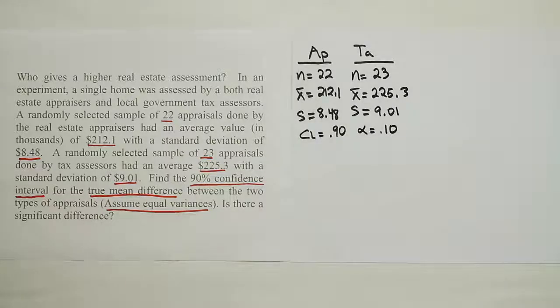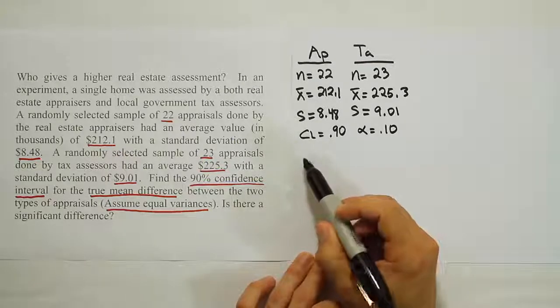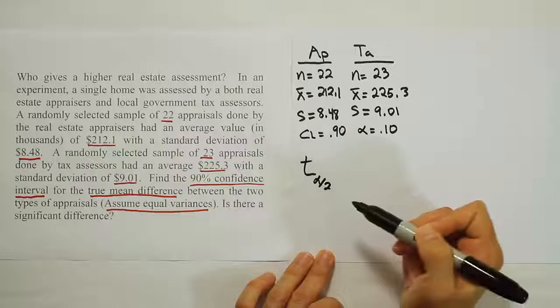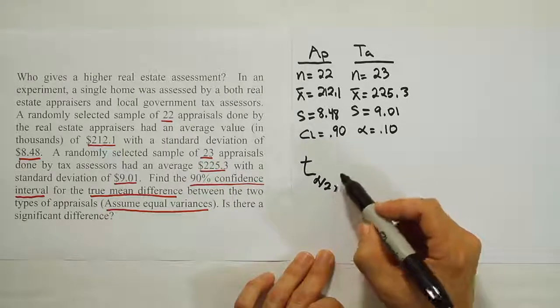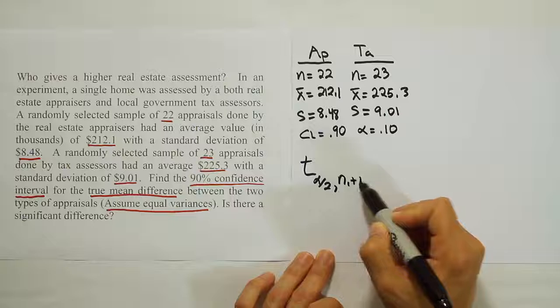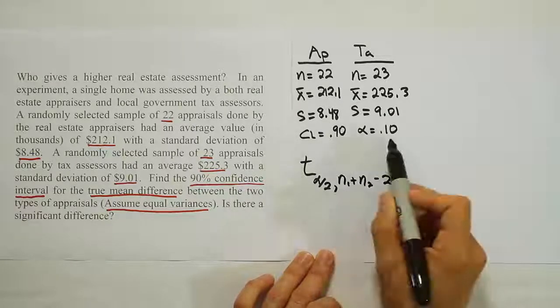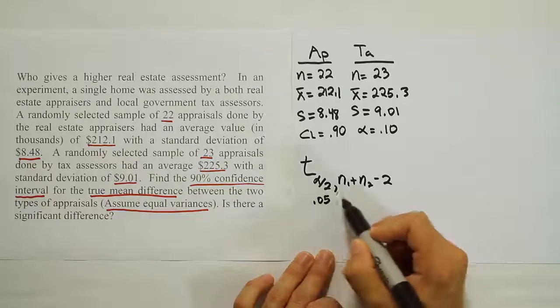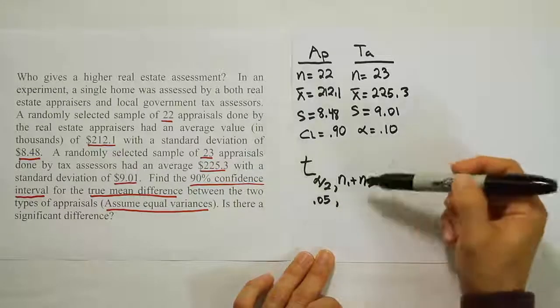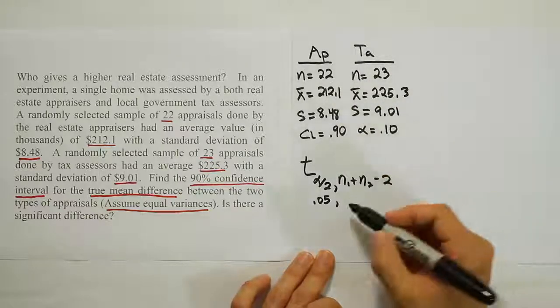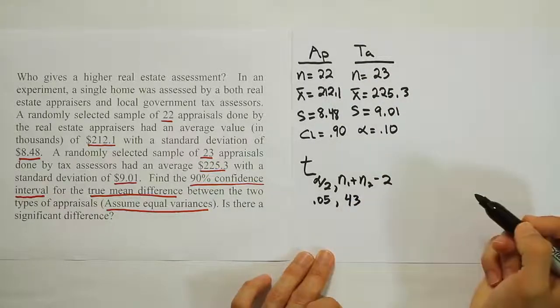And of course, we'll be using alpha divided by 2 because it's a confidence interval, and we'll use that to go to our table. Now, the next step is always to go to our table and get a table value. Here we will be using a t alpha/2 value, and the degrees of freedom for that value is going to be n1 plus n2 minus 2. So let's work out what that would be. Alpha/2 is going to be 0.05. For the degrees of freedom, 22 plus 23 is 45, minus 2 is 43. So our degrees of freedom will be 43 for this.